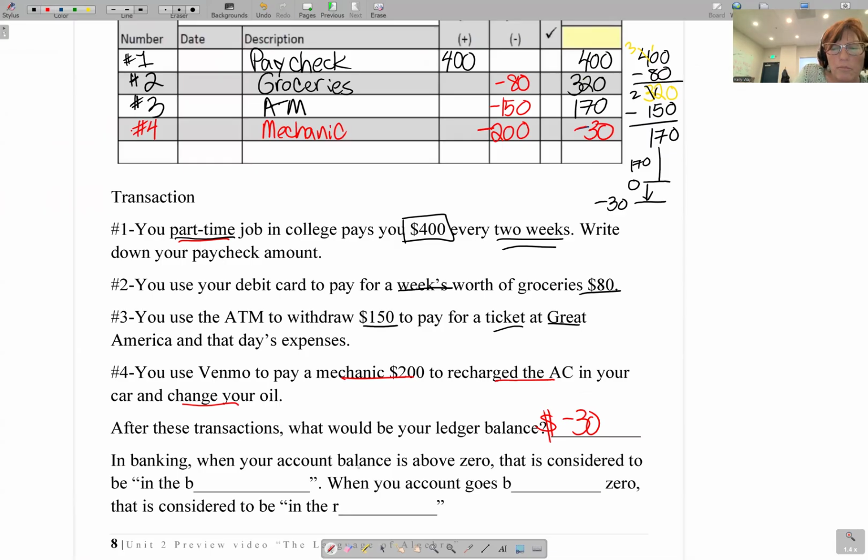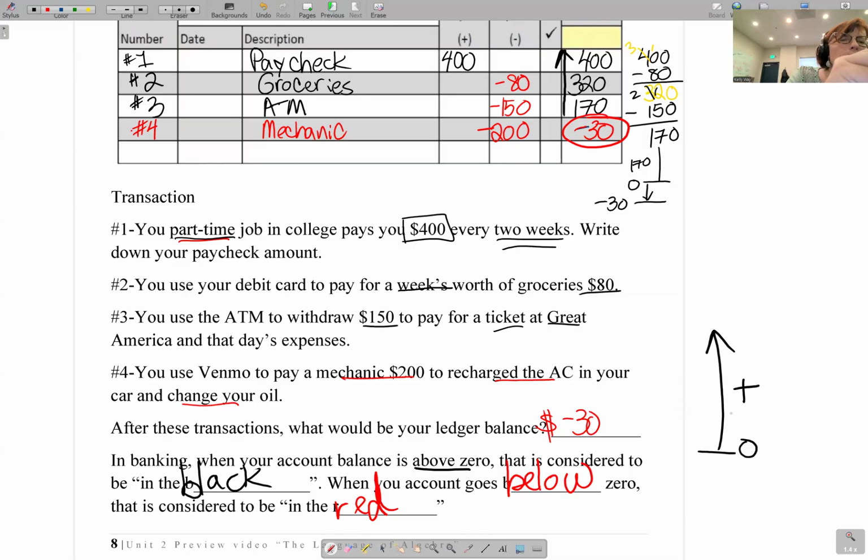When your bank account is above 0, there's a term we use. It's called being in the black. That means a positive amount. That's why I used black here. When you go below 0, that is considered in banking terms to be in the red or to be in debt. That's why I switched to red there. So keep in mind, black is positive in banking. Black is positive, above 0, and red is negative, below zero. You're going to need that for class.